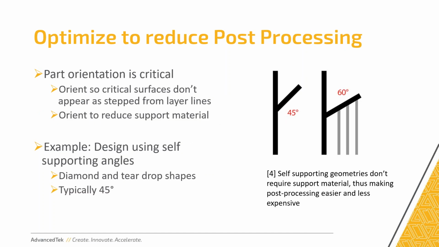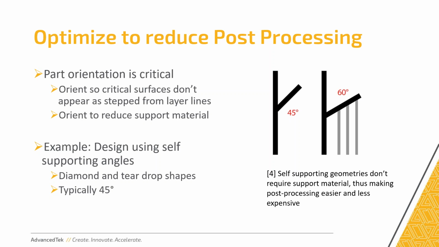And the big thing here, reducing post-processing. Again, reducing the support used or orienting it so it's easy to remove those supports from, you know, say an external surface rather than kind of an internal feature. We always want to orient our parts so the critical surfaces don't appear as stepped from the layer lines, so you don't have to do as much machining afterwards.